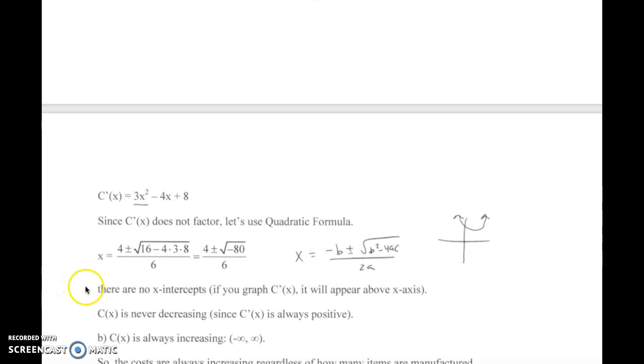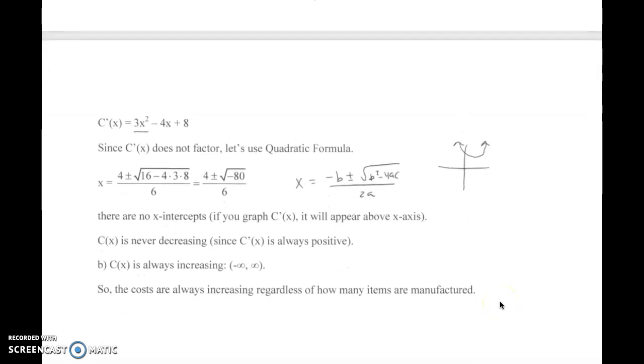When we plug that in, we end up with no x-intercepts. See, the graph is up here above the x-axis. So it is never decreasing since the derivative is always positive, and it is increasing from negative infinity to positive infinity. So no matter what kind of costs we are dealing with, we're always increasing no matter how many items are manufactured.